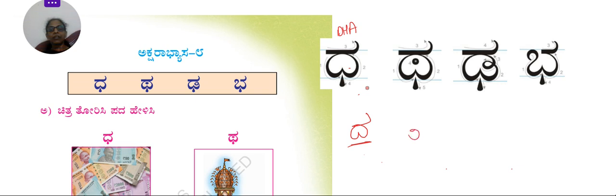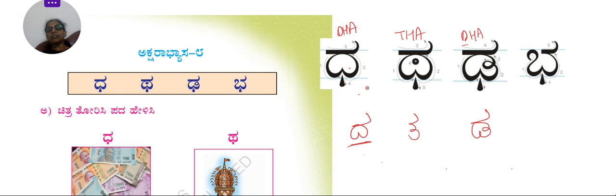Then this is Ta, and the next alphabet is Tha. This is Dha and this is Tha. Then we have already seen the alphabet Da. This is Da. So this will be Dha. This is Dha, Tha and Dha.